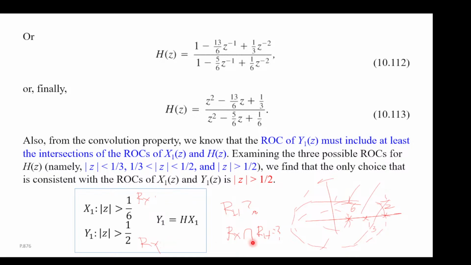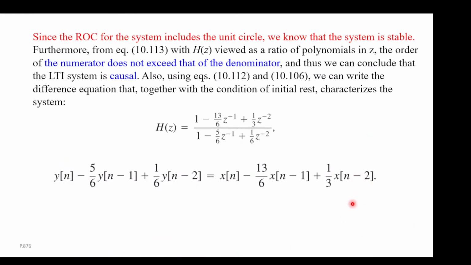Okay, so is everyone okay with this somewhat complicated derivation? We check whether R sub x intersection with R sub y, R sub x intersection with R sub h, is inside R sub y. And then we see that the only possibility is that R sub h is outside 1/2. So now we know the ROC is outside 1/2, or more generally, we know the ROC.